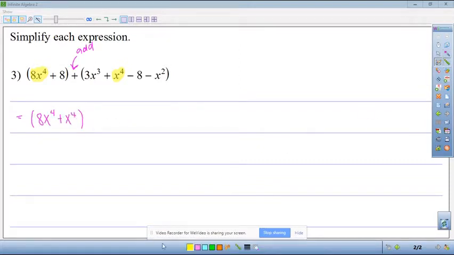Then I go through and I look for my next greatest power. And that's going to be 3x cubed. There are no other x cubes in this problem. So I'm just going to add that on by itself. I look for my next greatest power, and that's negative x squared, but there's nothing to combine it with.